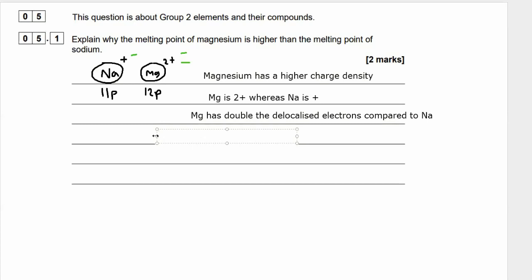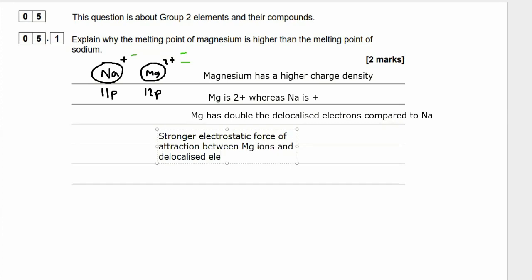So, or stronger metallic bonds. So we can say stronger electrostatic force of attraction between Mg ions and delocalized electrons. Or we could also say stronger metallic bonds in Mg.